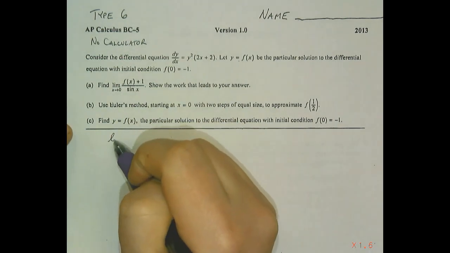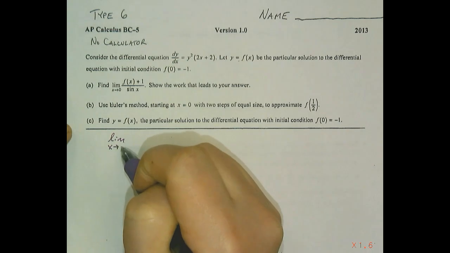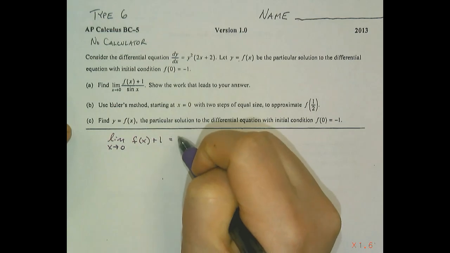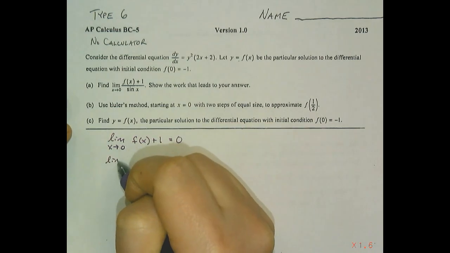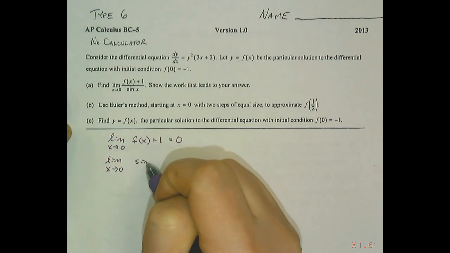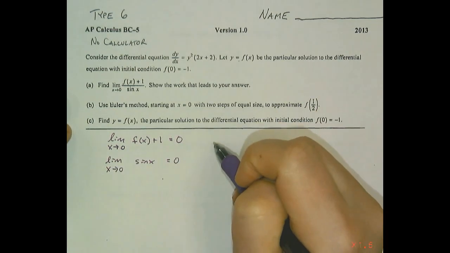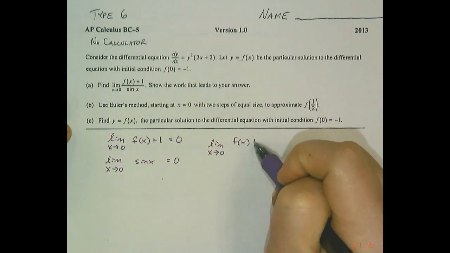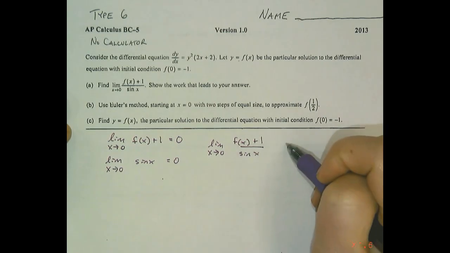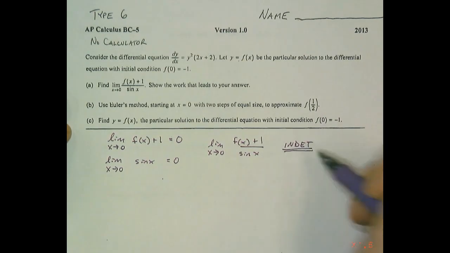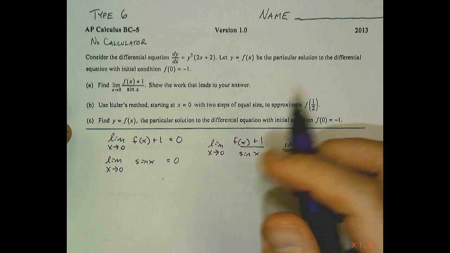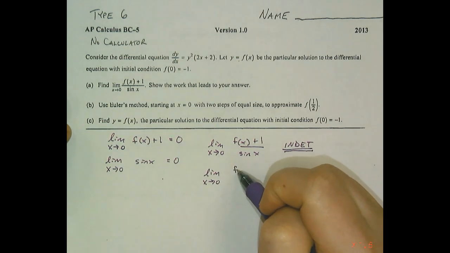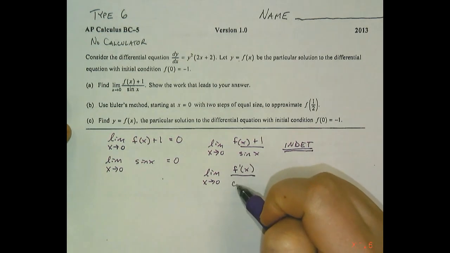So, first things first, you cannot just say equals 0 equals 0. You have to show that the limit of the top is 0 and the limit of the bottom is 0. And therefore, the limit of the entire problem is indeterminate, so we are allowed to apply L'Hopital's rule. L'Hopital's rule says that we can rewrite the limit as the derivative of the top over the derivative of the bottom.